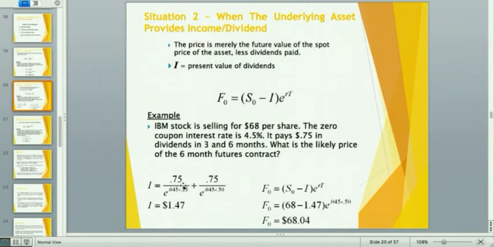0.75 received in 3 months and 6 months. So 0.75 by e^rT plus 0.75 by e^rT. R remains the same, the risk free rate, which is 4.5. In both the cases T changes, 3 months and 6 months, so 0.25 and 0.50. You come to your present value of dividends, you subtract it from your spot, and you get your theoretical fair price of the future contract. So that's situation 2.